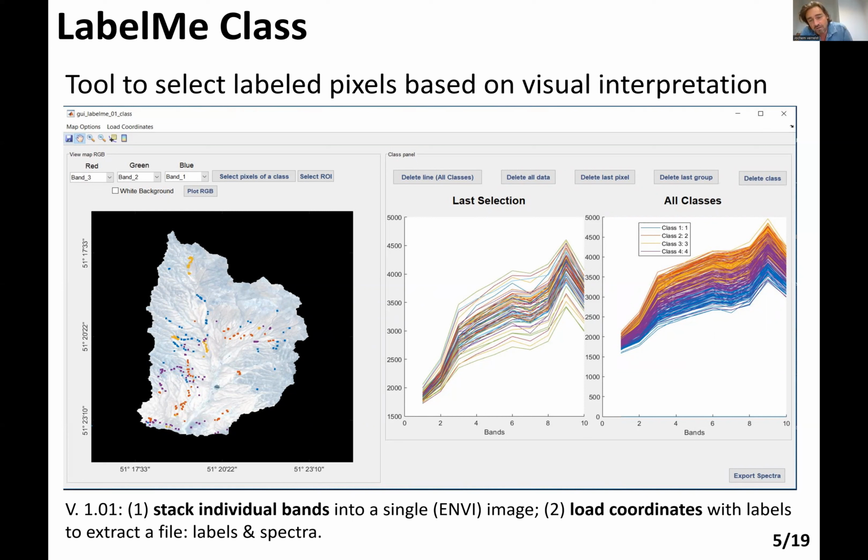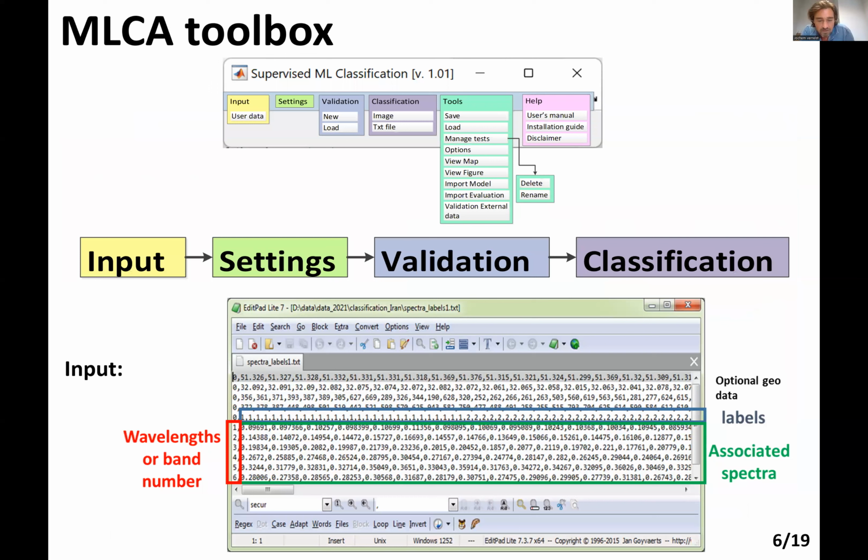At the end, what is being collected is a file with labels on one hand and spectra on the other hand. And that's what's needed for the classification toolbox. So the data that is being collected actually looks a little bit like this, what you see in the bottom. And that will be the start, or the input, for the classification toolbox.